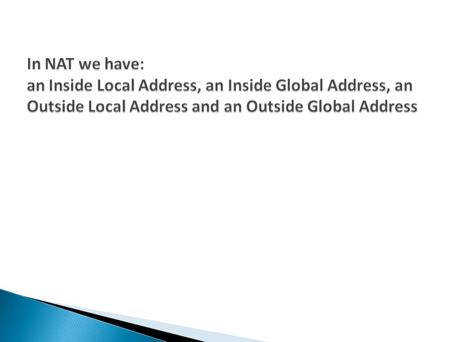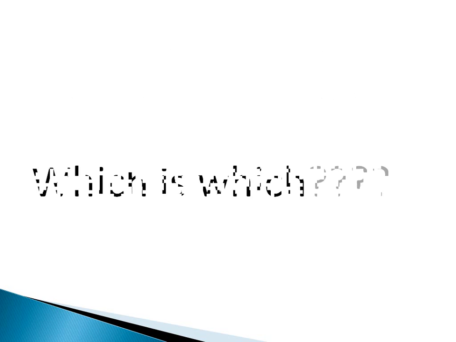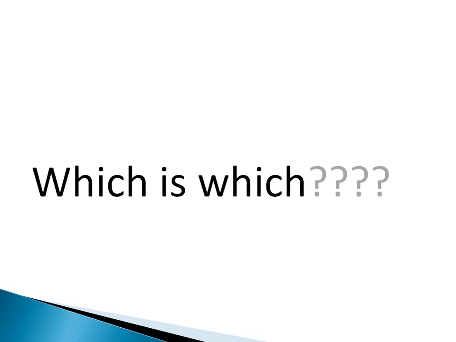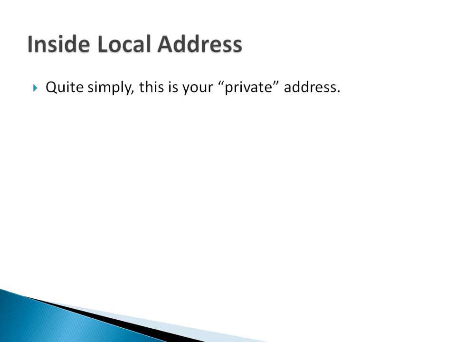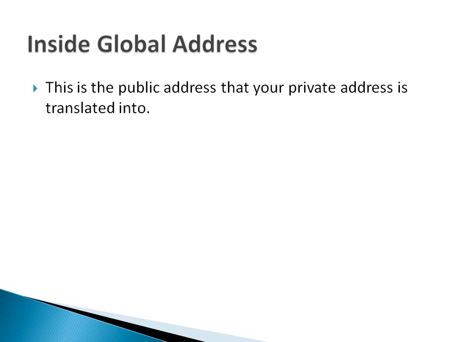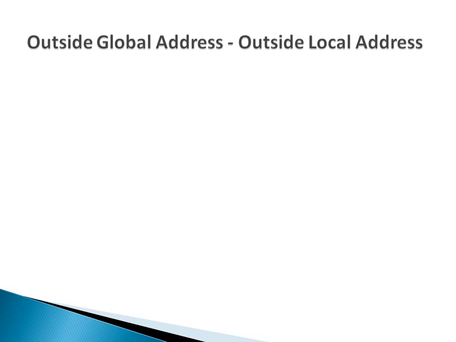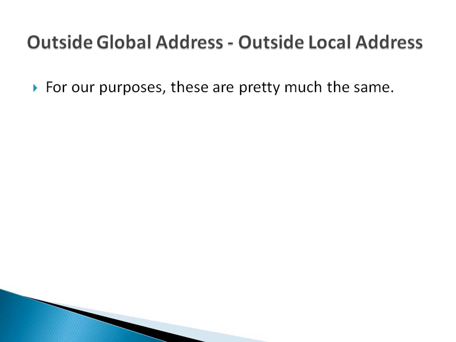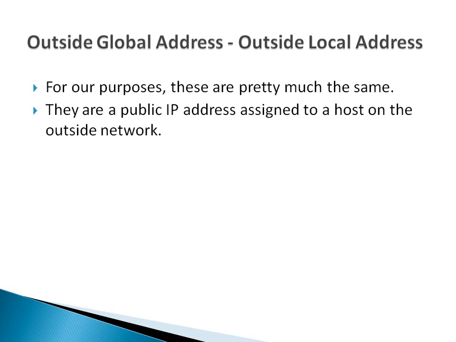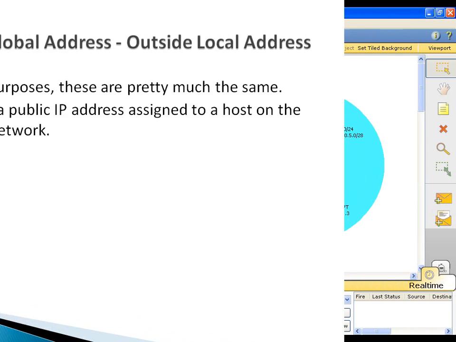In NAT, we have an inside local address, an inside global address, an outside local address, and an outside global address. Many people get confused with these terms. Which one is which? Well, we're going to try and simplify that. An inside local address, quite simply, is your private address. An inside global address is the public address that your private address is translated into. The outside global and outside local addresses, for our purposes, are pretty much the same. They are a public IP address assigned to a host on the outside network.